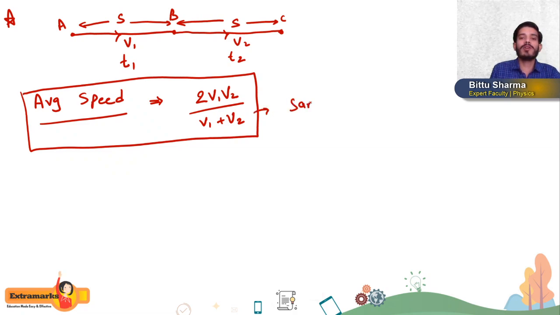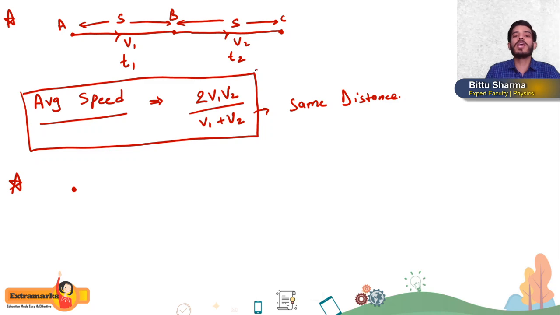We can use this formula when we have the same distance, when the person covers the same distance. Okay, in the same way, students, this is a short trick or a direct result which will save a lot of time while solving numericals based on average speed and average velocity.